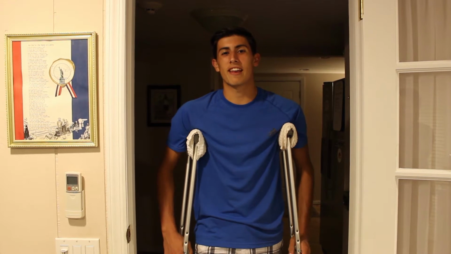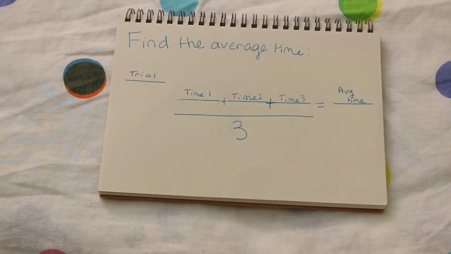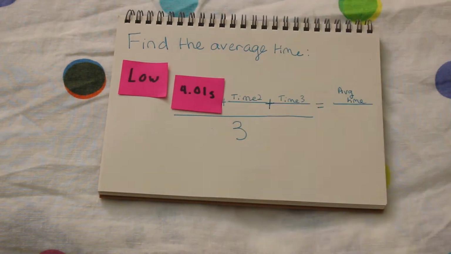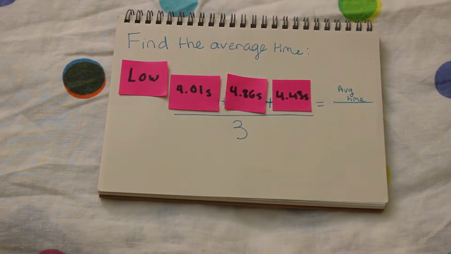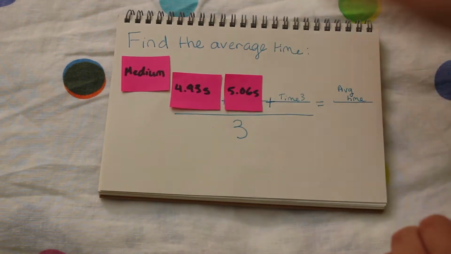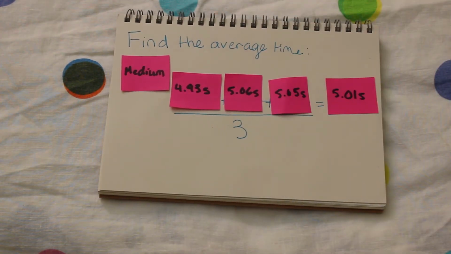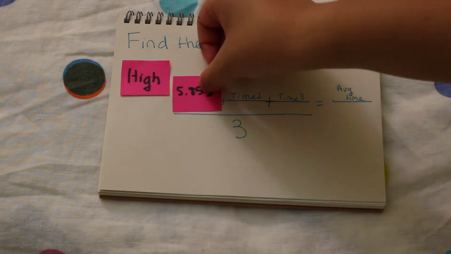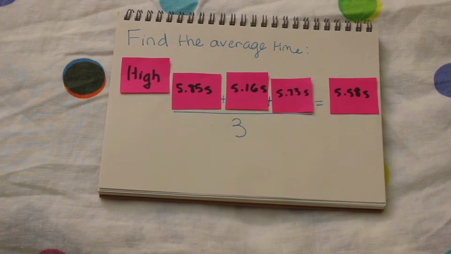Now that we have the data, let's move to the calculation. To start the calculations, we're going to calculate the average time for each trial. To do this, you're going to add up time 1, time 2, and time 3, and divide it by 3. For low, we get an average time of 4.43 seconds. For medium, we get an average time of 5.01 seconds. For high, we get an average of 5.58 seconds.